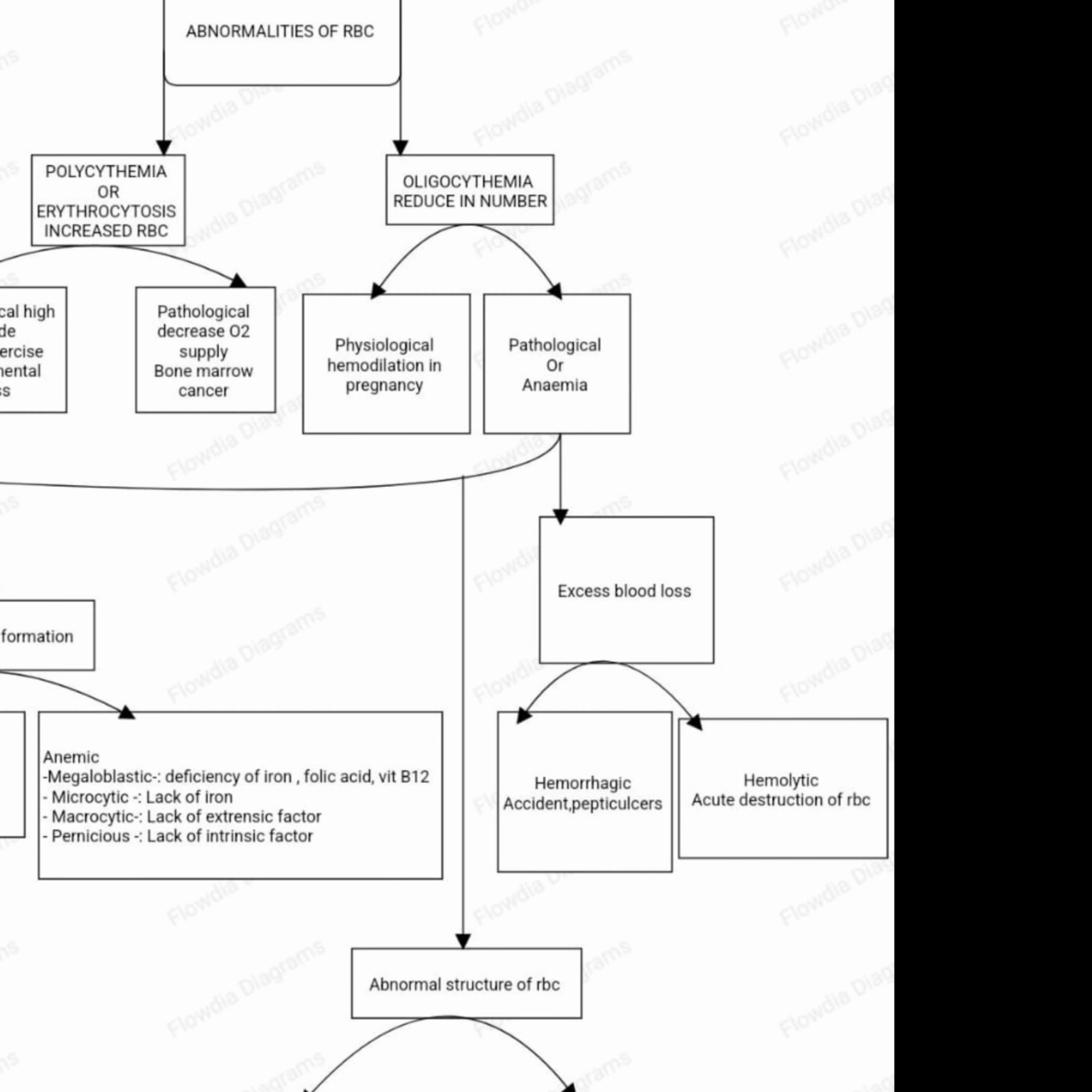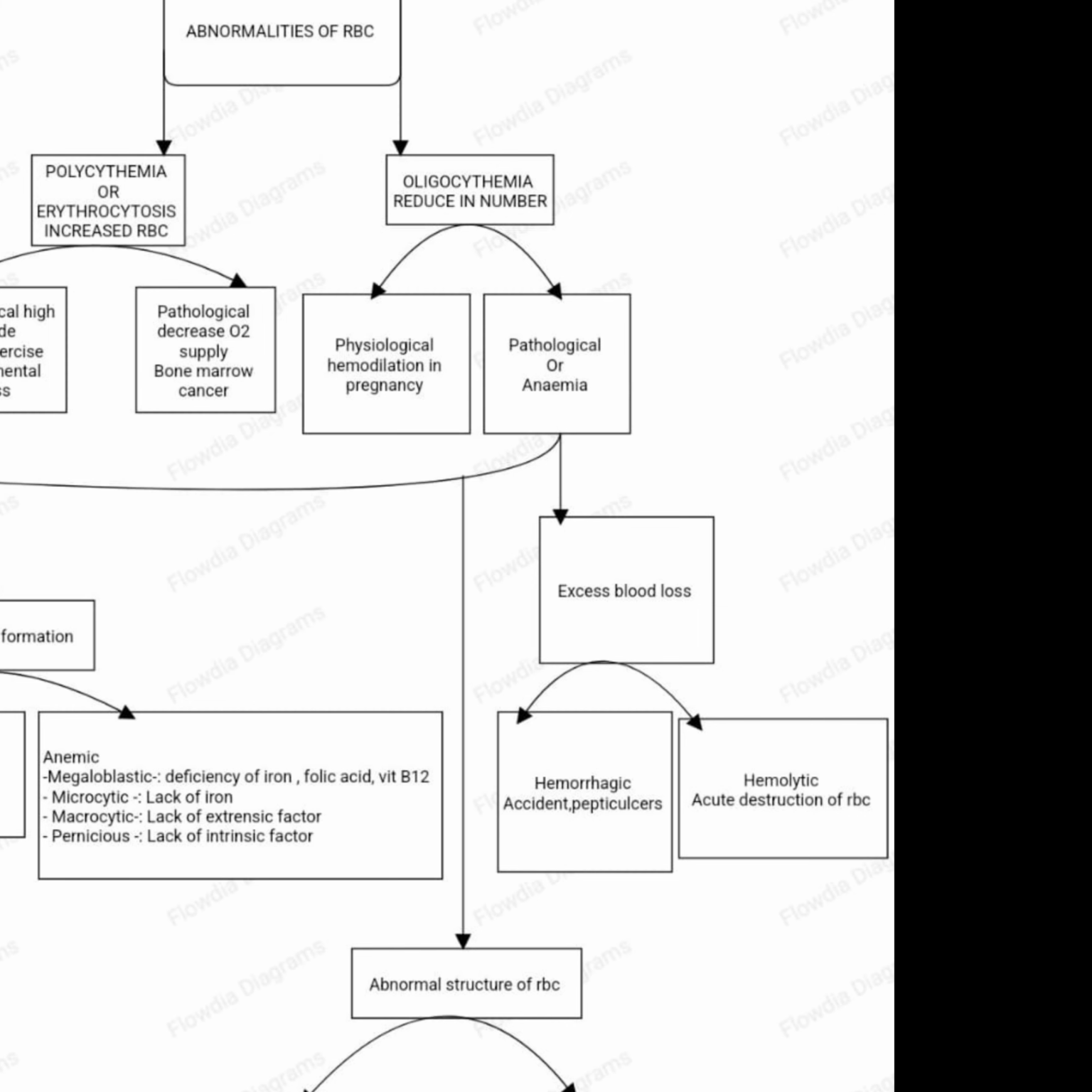Oligocythemia is also of two types, physiological and pathological. In physiological, it is hemodilution in pregnancy, and in pathological, it is anemia. Anemia is divided into types based on defective formation: sickle cell anemia and thalassemia, and defects due to aplastic and anemic causes. In aplastic, the functional bone marrow is not functioning properly, and anemic types are megaloblastic, microcytic, macrocytic, and pernicious anemia.